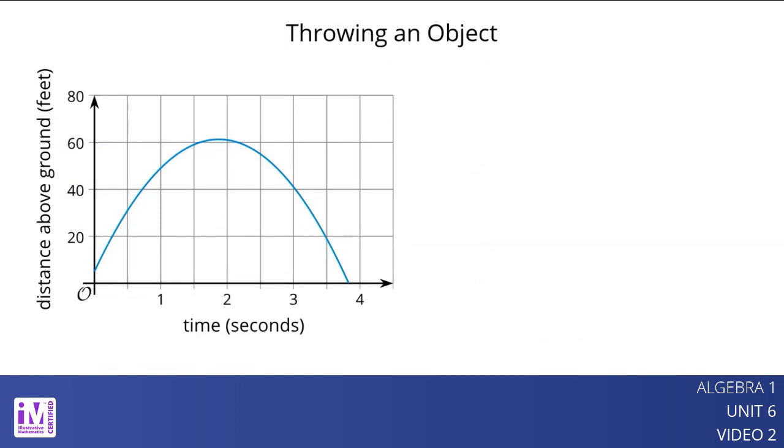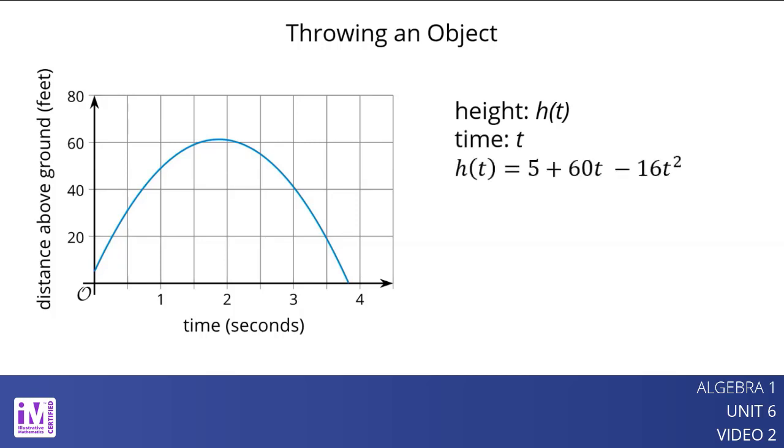An object is thrown upward from a height of 5 feet with a velocity of 60 feet per second. Its height, h of t, in feet after t seconds is modeled by the function h of t equals 5 plus 60t minus 16t squared. Notice that the graph intersects the vertical axis at 5, which means that the object was thrown into the air from 5 feet off the ground.